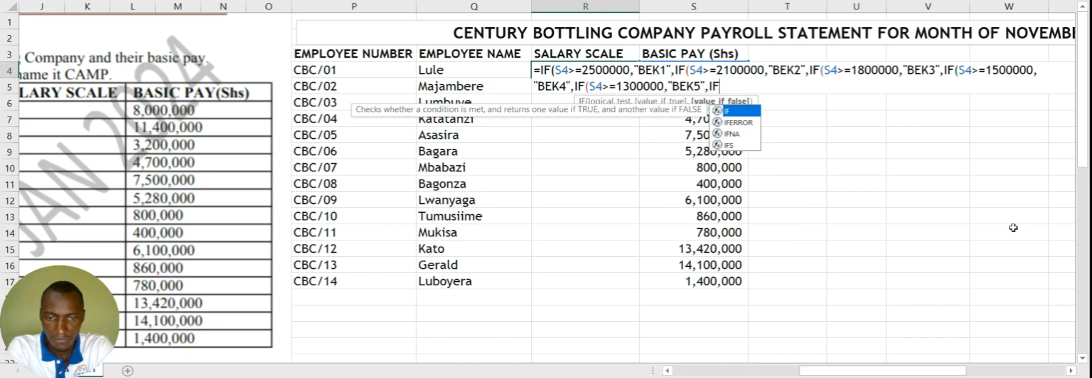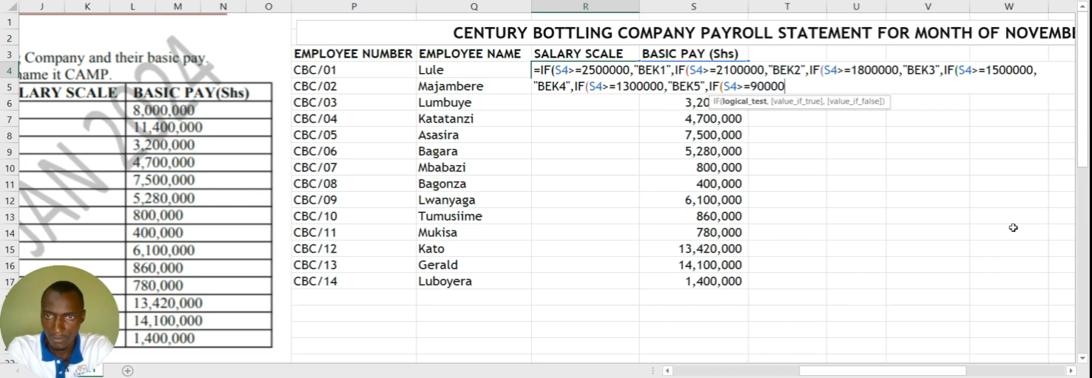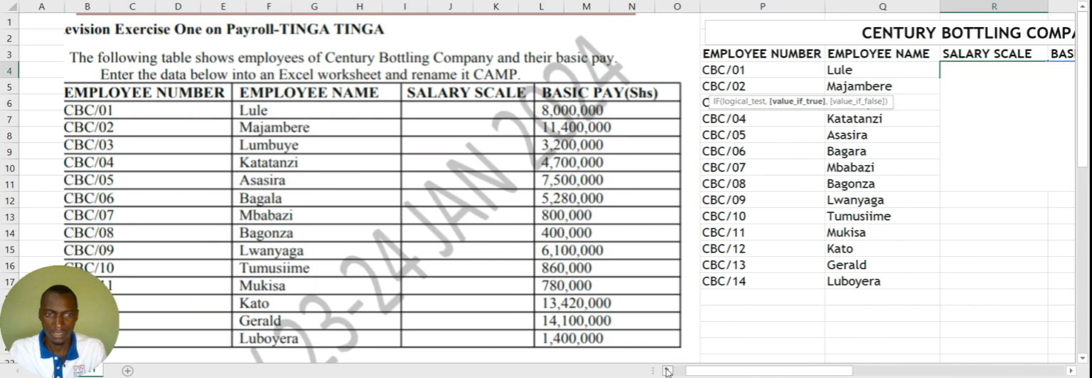Then if S4, your basic pay, is greater than or equal to 900,000, that's as per the question, then the salary scale is BEK6. Yeah, BEK6. Then what next?